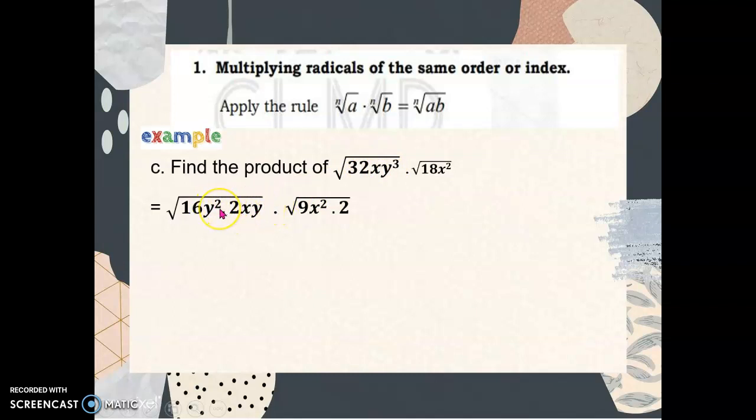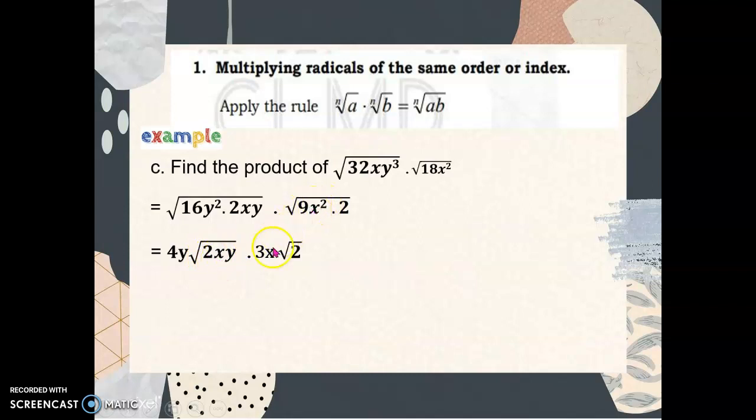Kasi diba kapag sa law of exponent, kapag i-multiply natin yung same base, ang exponent ay i-add. Kaya 2 plus 1 is y cube. And then, ang x naman, since ang exponent niya ay 1, wag na po natin siya pakialaman kasi hindi naman siya perfect square. Dito naman, x square is already a perfect square. So, leave it that way. Okay? Extract natin. Square root of 16 is 4. Square root of y square is y. So, remaining term sa loob ng radical is 2xy.